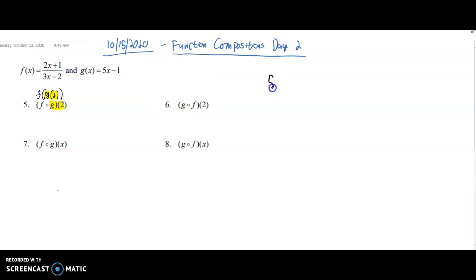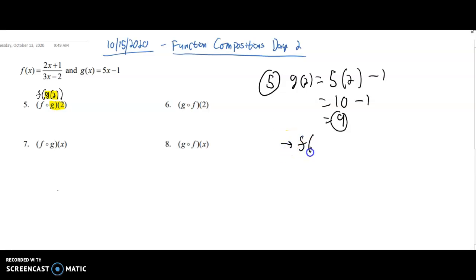Organize our work over here. So, g of 2, wherever I see an x in g, I'm going to put a 2. So, instead of 5x, I have 5 times 2 minus 1. 10 minus 1, and g of 2 is 9. Now we want to take this 9 and plug it into f. So I have f of 9. I'm going to plug it into each x in f. So my f of 9 is 2 times 9 plus 1 over 3 times 9 minus 2.